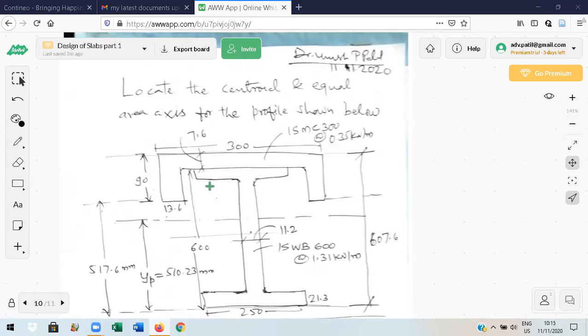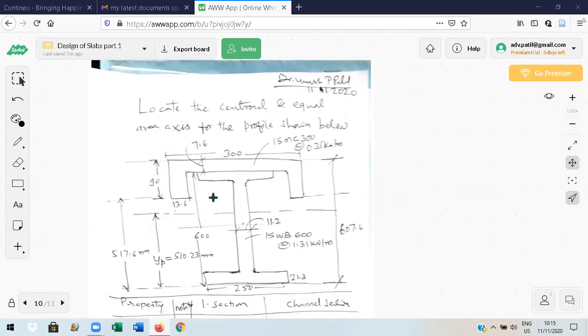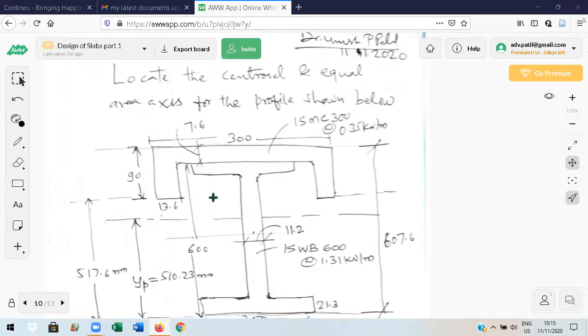I will explain what is equal area axis for this type of section.